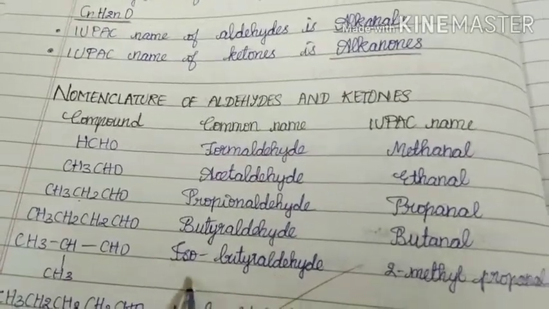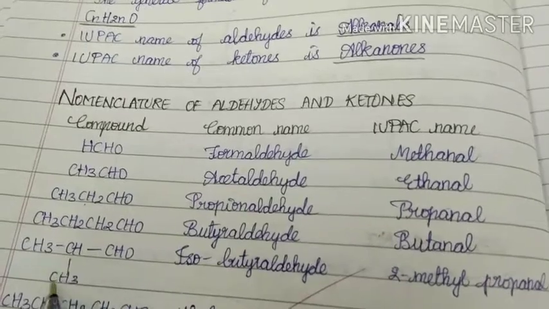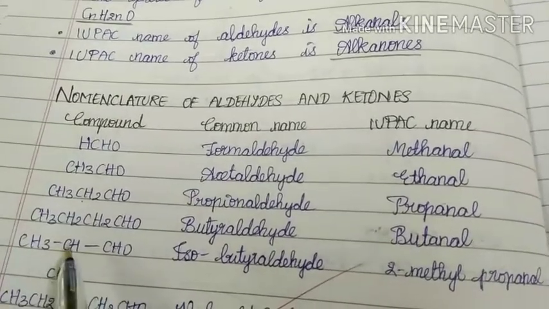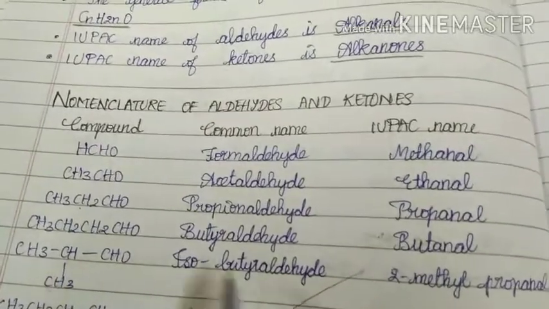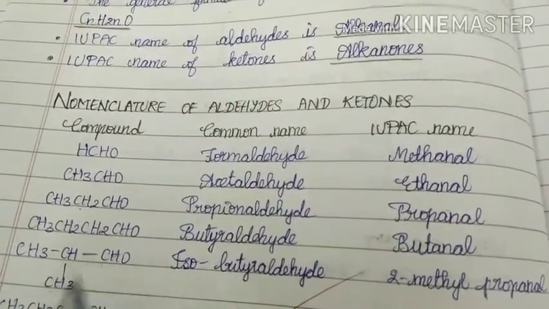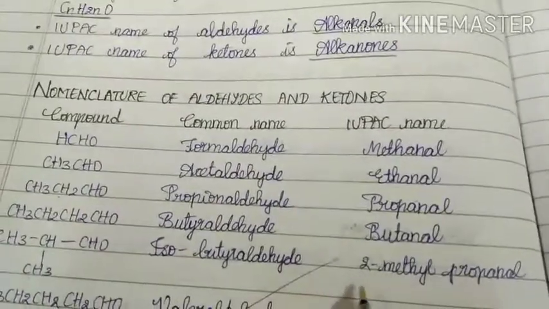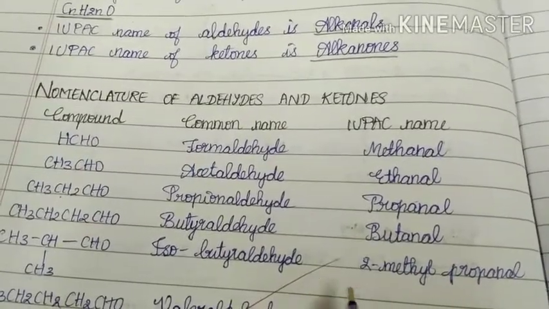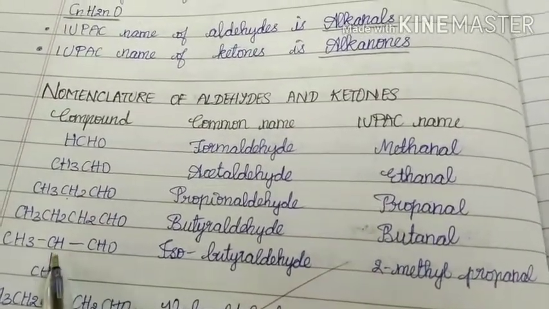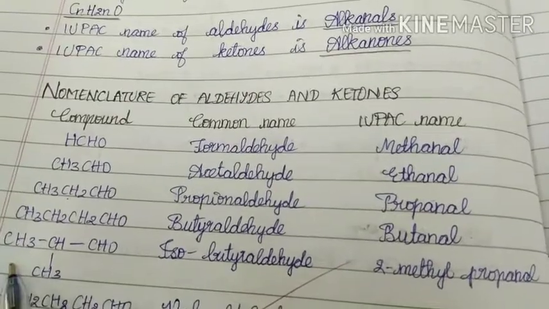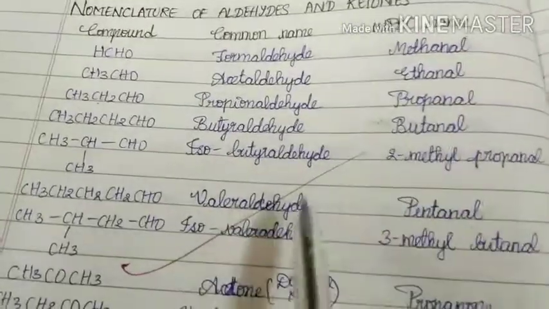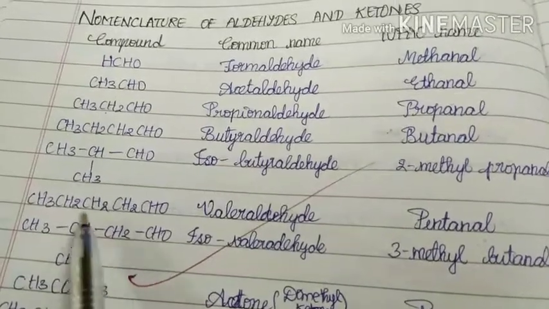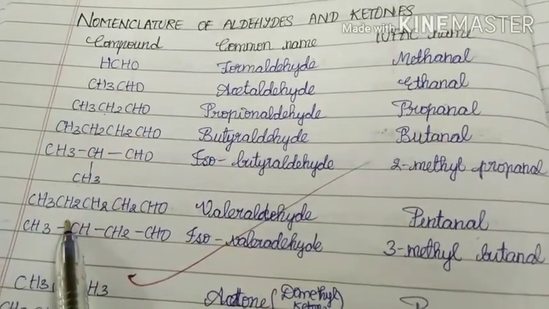Isobutyraldehyde. Iso means that 2 carbons are present on the CH. Butyraldehyde has 4 carbons, 1, 2, 3, 4. So for isobutyraldehyde, its IUPAC name is, this is the branch, 2-methyl propanal. 2-methyl propanal. That's it.